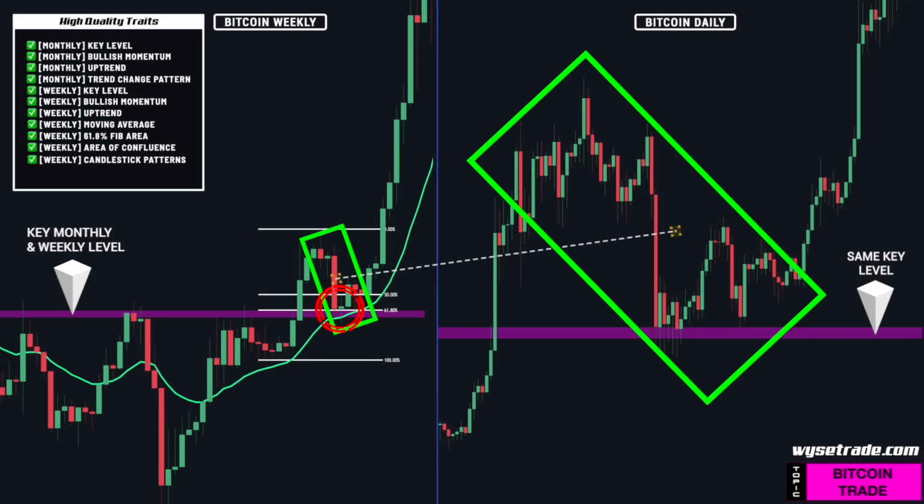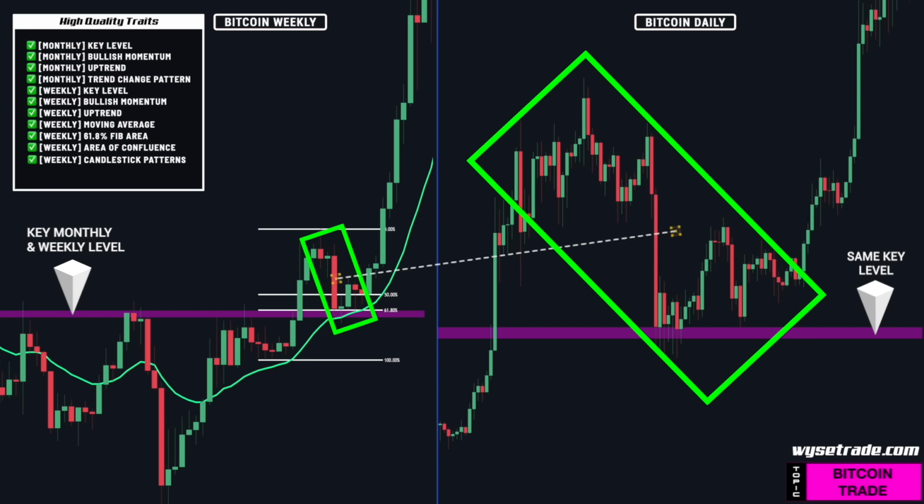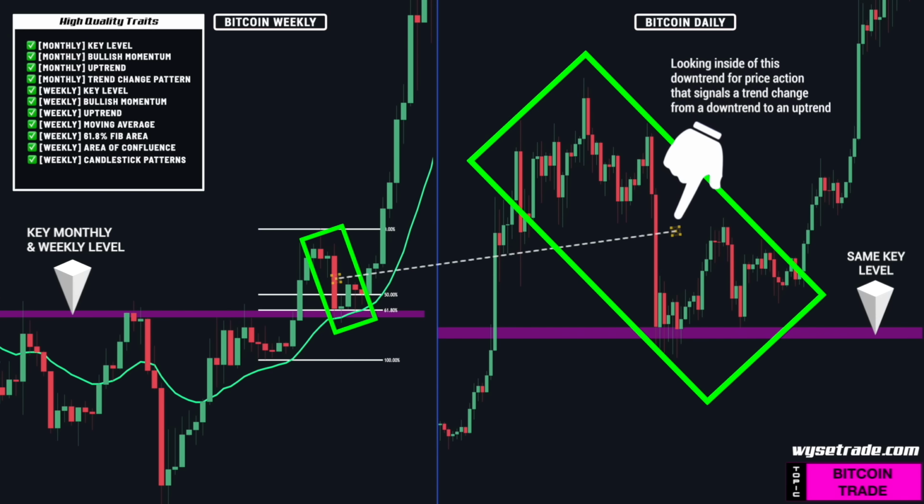Here is the weekly time frame area of confluence, here's the same area of confluence on the daily. Now on the weekly time frame, notice that you couldn't see the swings of price, whereas on the daily time frame, you can clearly see the swing highs and lows and movements of price. So again, we are looking for price action that signals a trend change from a downtrend to an uptrend.